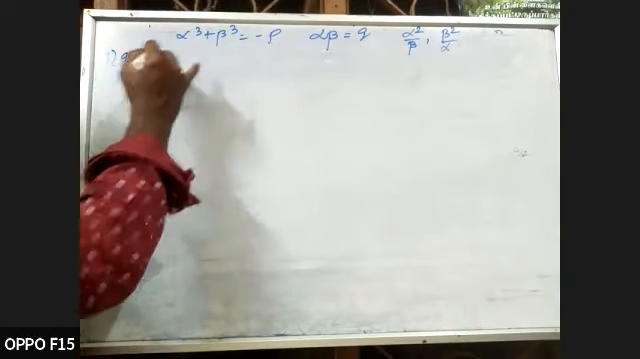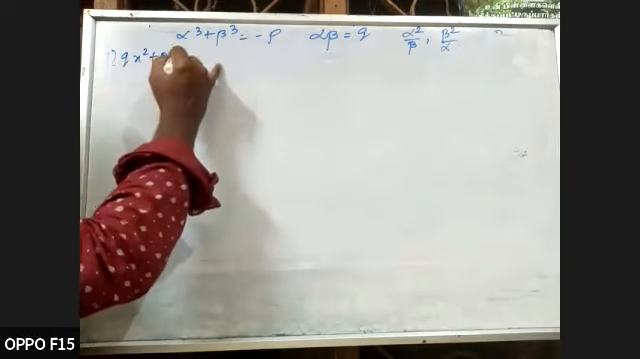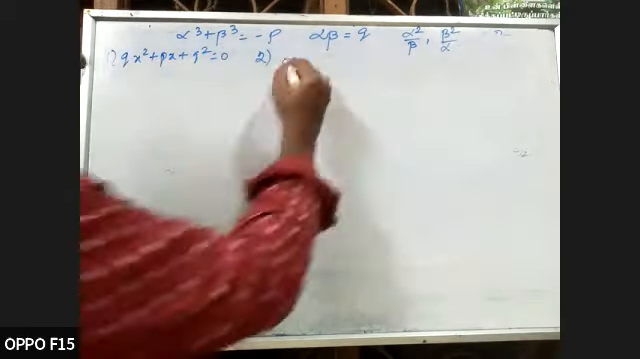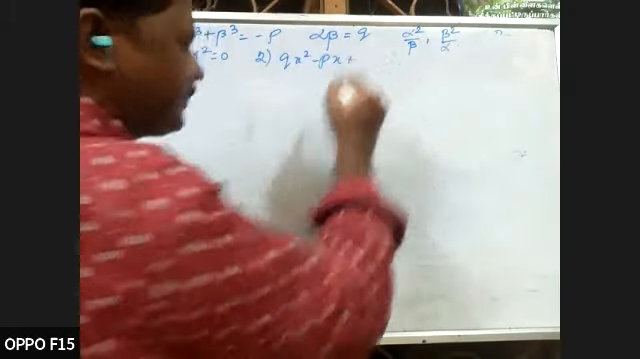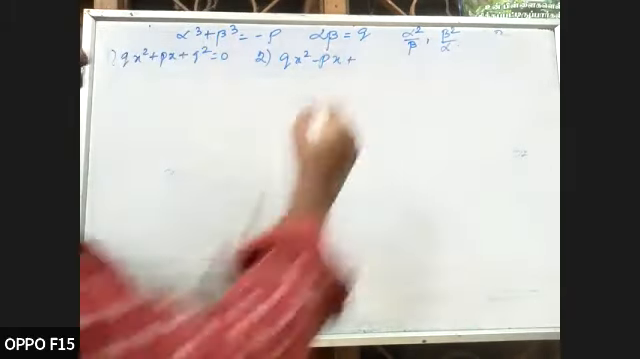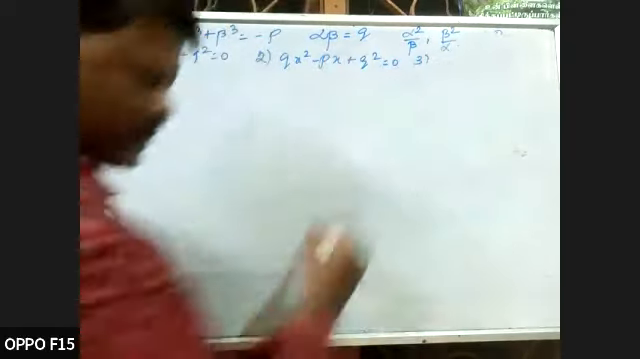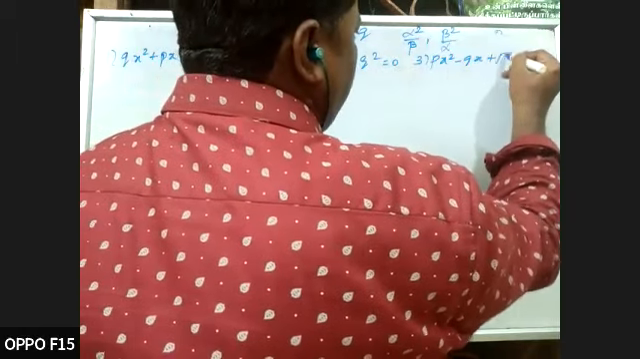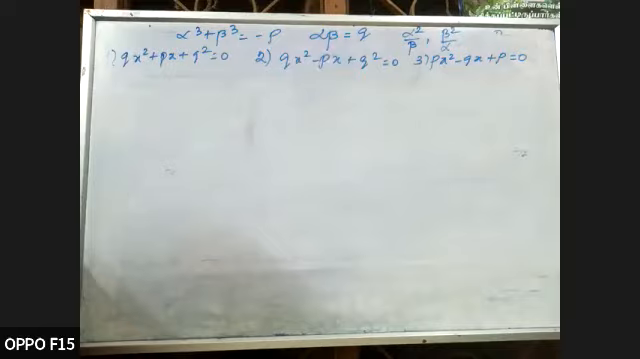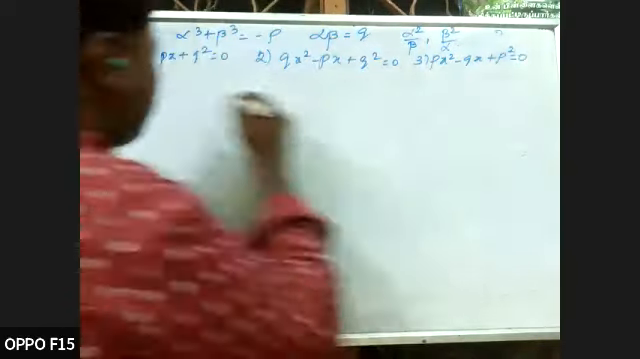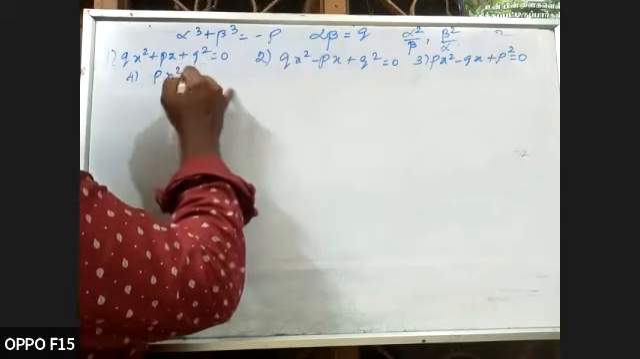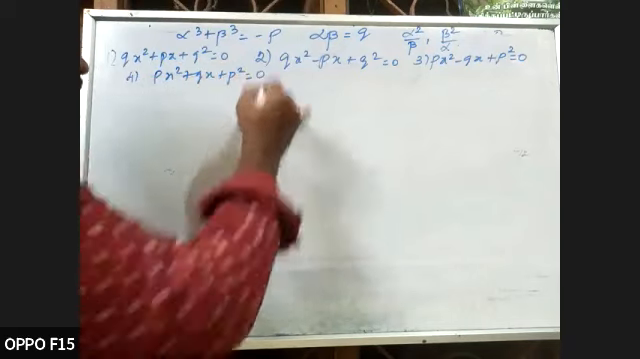First option, qx square plus px plus q squared equal to 0. Second option, qx square minus px plus q squared equal to 0. Third option, px square minus qx plus p squared equal to 0. And the fourth option, px square plus qx plus p squared equal to 0.